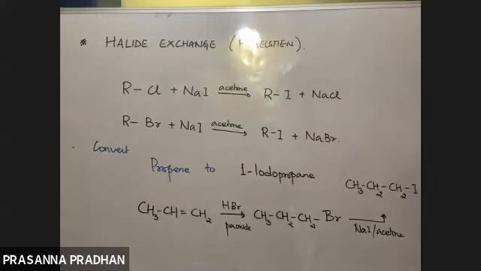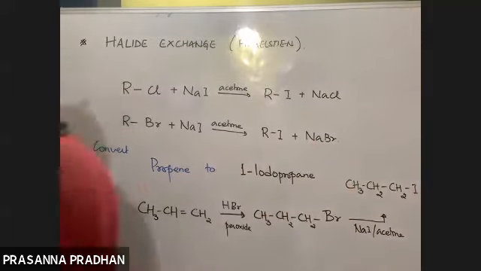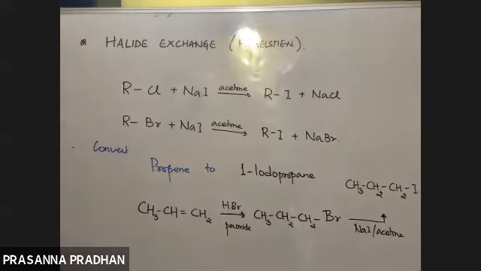So first I need to do anti-Markovnikov addition, so I must use HBr. Second, I know a reaction to replace bromine with iodine, this halide exchange reaction. So by using two different reactions, I carried out this transformation. You have to link the reactions in this way, one reaction with the other. Got it? So yes, this reaction is known as a halide exchange reaction.